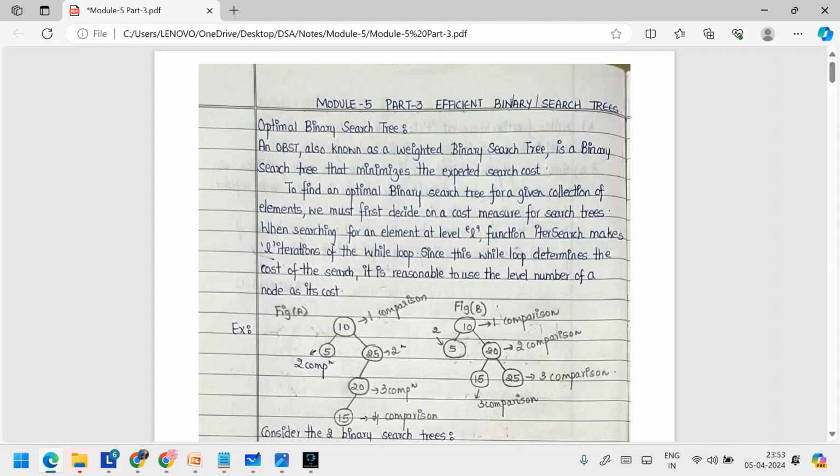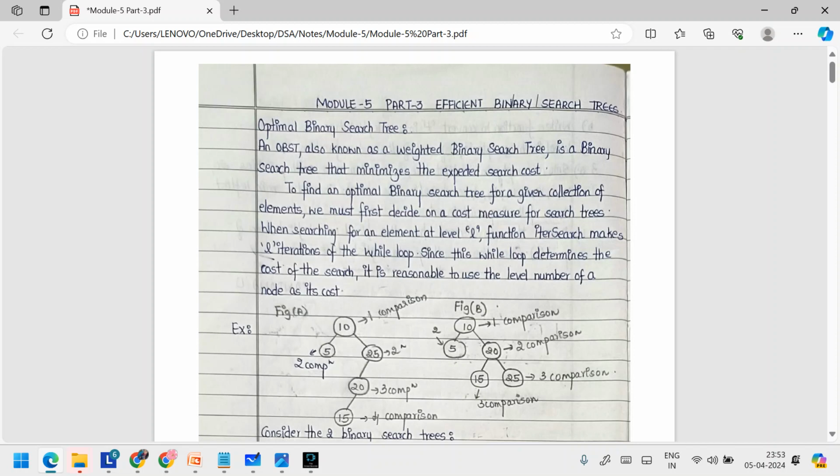If there is a root, its left child will have lesser value than the root, and its right child will have the greater value than the root. That is how it works. See this example over here. In figure A, the root is 10, its left child is 5, and its right child is 25. You see that the left child has lesser value than the root 10, and its right child, that is 25, has greater value than 10. That is a binary search tree.